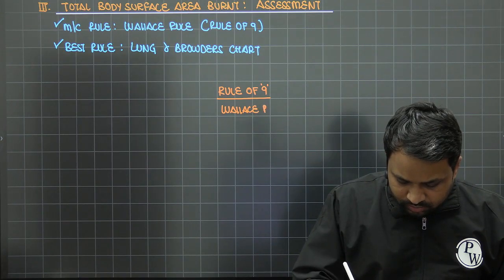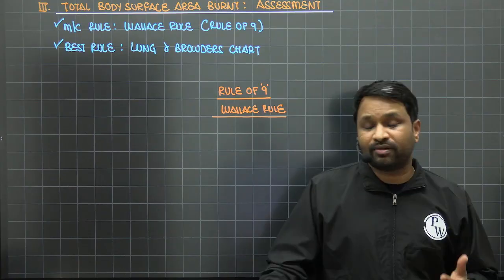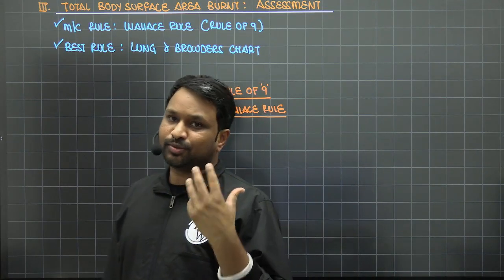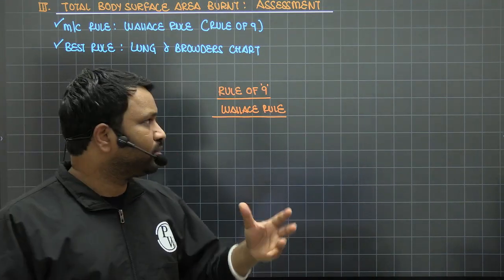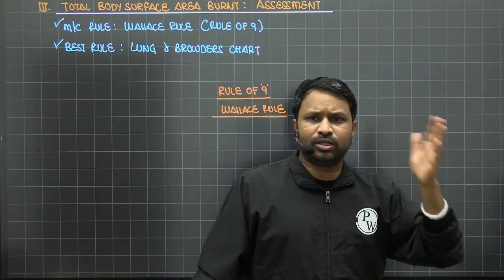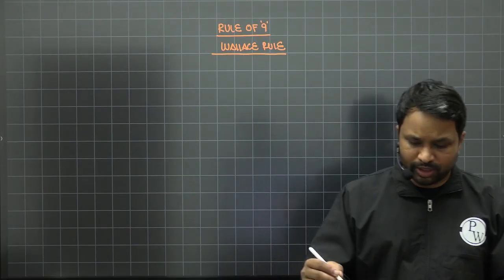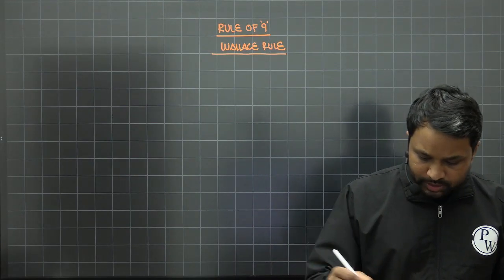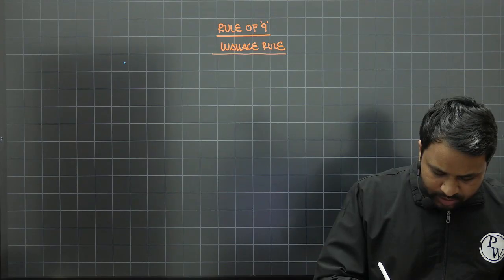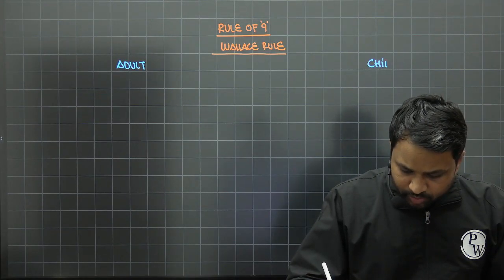Now, there is hardly any exam question paper where you would not have a question on burns, and especially when they ask a question on burns, they concentrate on how you assess the total body surface area burnt, and that is your Wallace rule. So what we are going to do is split them into two components. One is the adult, another one is the child.